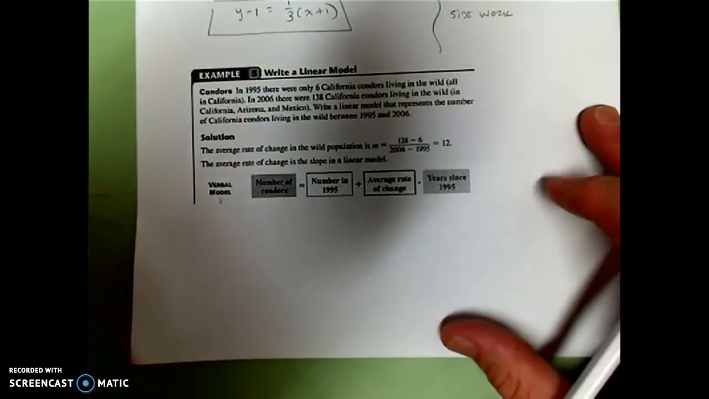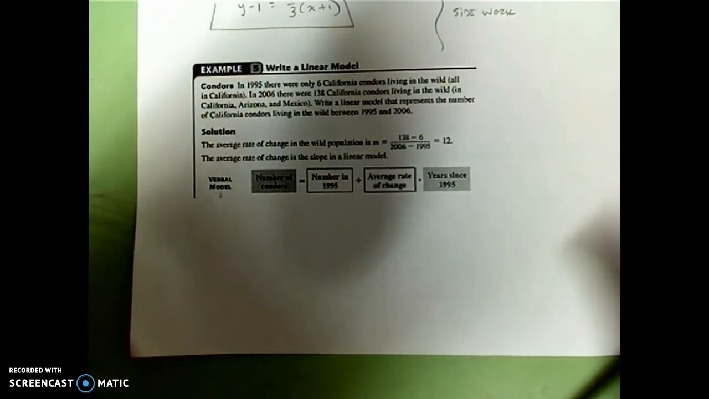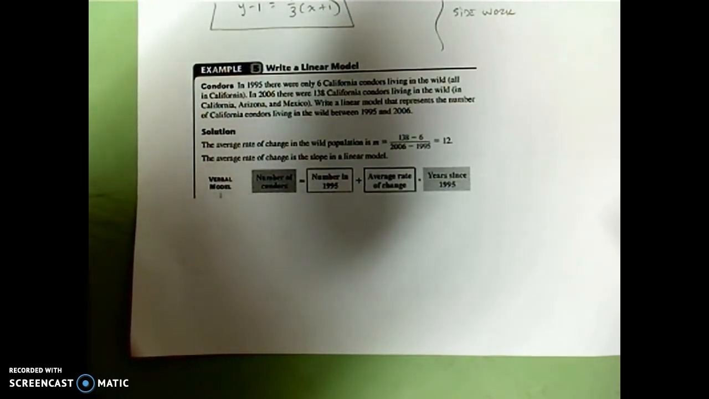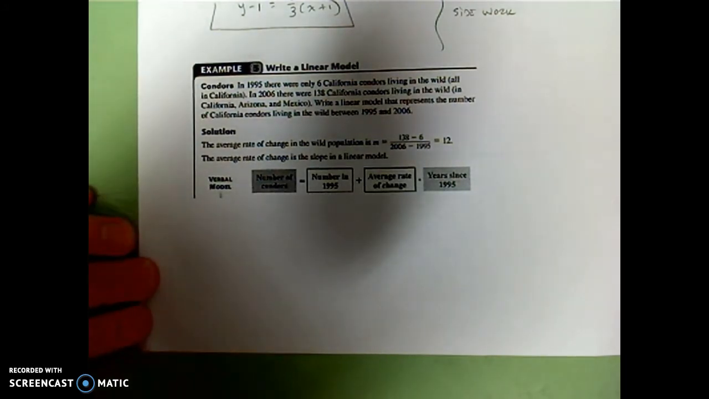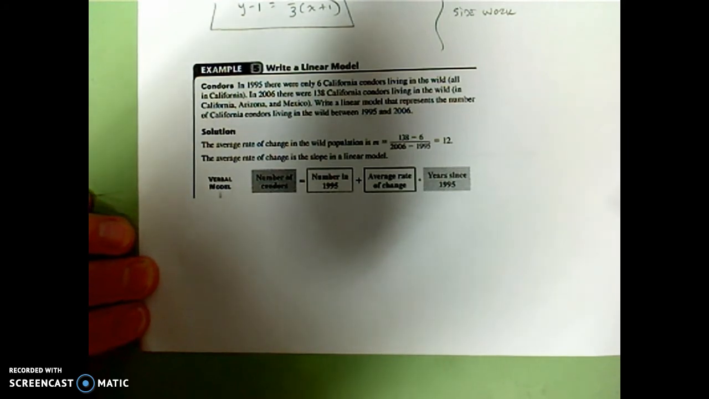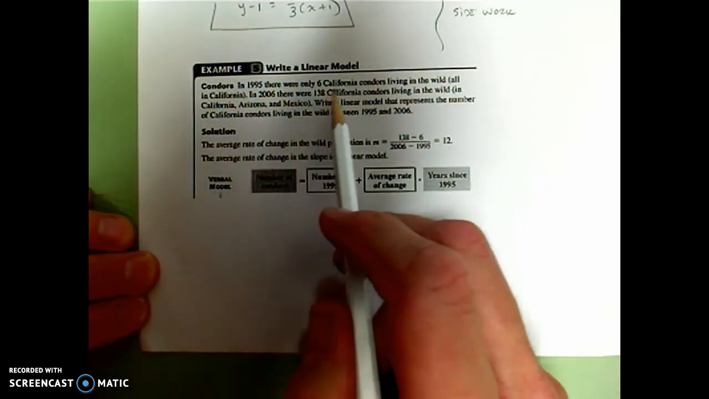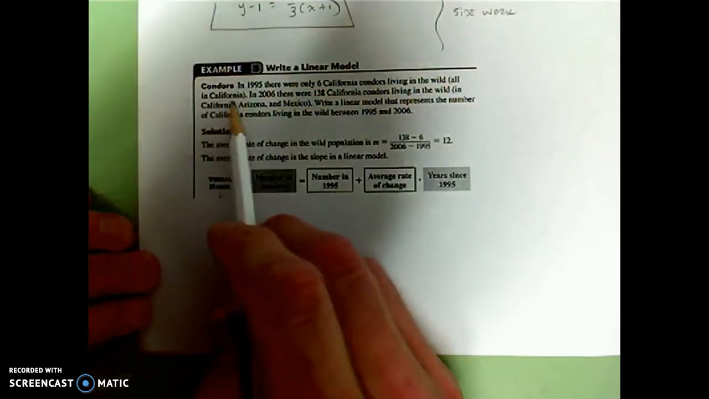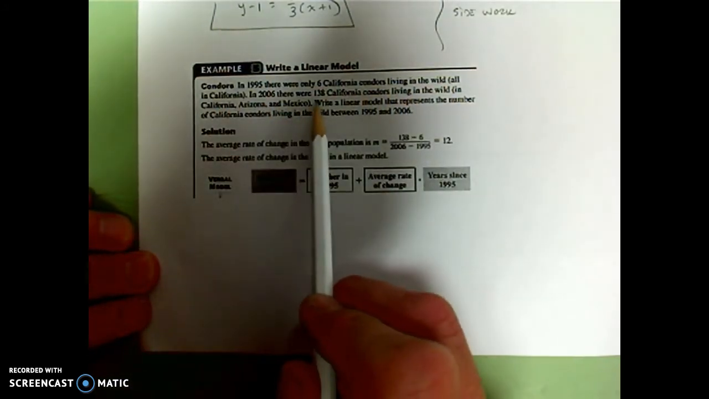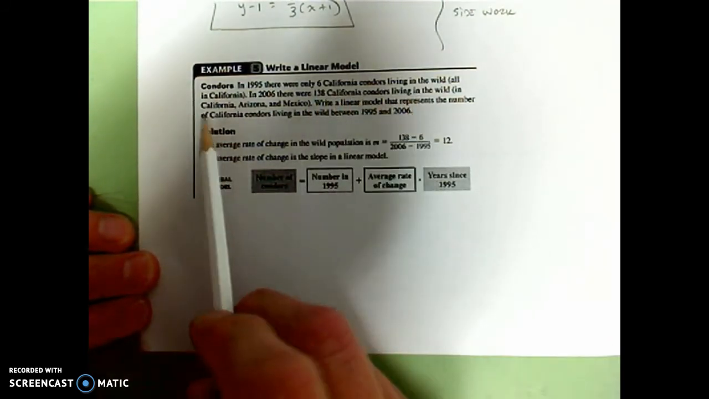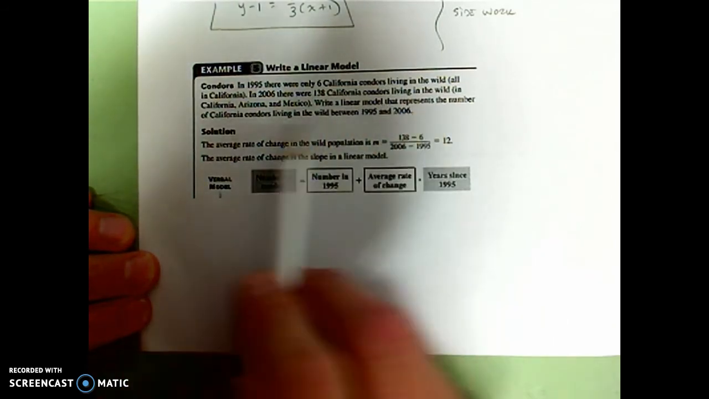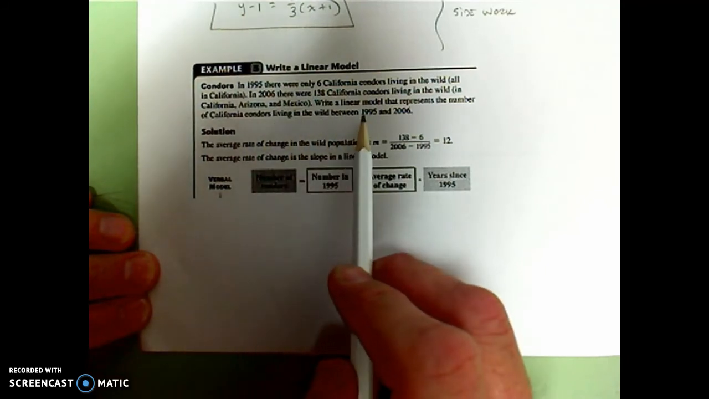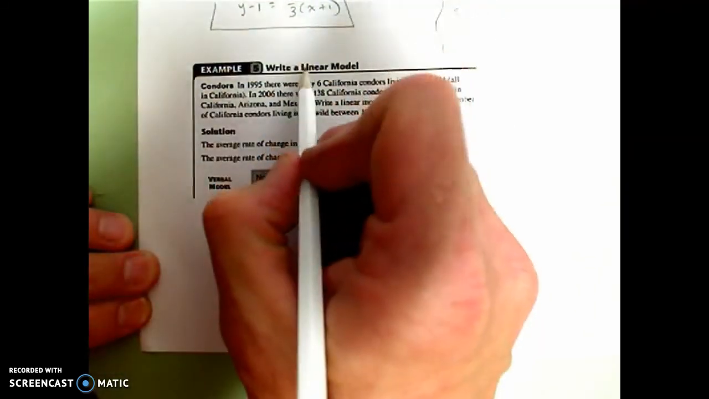Finally, we do want to take a look at a word problem, an application of point-slope form. What we'll find is, in particular, when we're asked to make some predictions about years in the future, or working backwards towards a date in the past, the point-slope form allows us to easily substitute in a value. So our word problem says in 1995 there were only 6 California condors living in the wild, all in California. In 2006, there were 138 California condors living in the wild in California, Arizona, and Mexico. We're asked to write a linear model that represents the numbers of California condors living in the wild between 1995 and 2006. Well, let's start there.